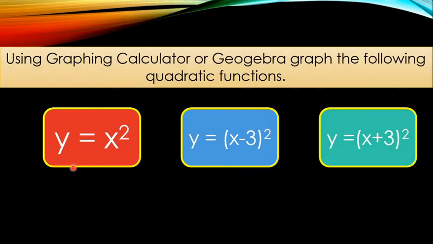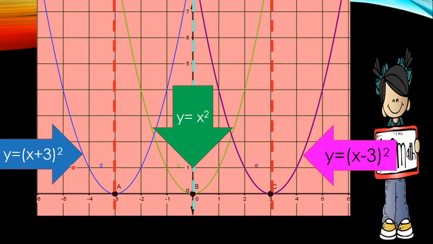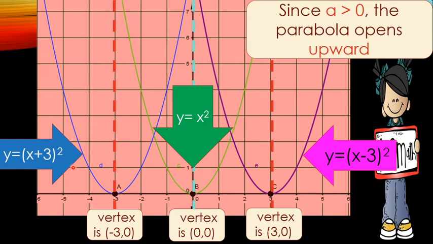Next, you can use a graphing calculator or GeoGebra to graph the following quadratic functions, to graph it easily. So we can form this graph. This is the graph of y is equal to (x plus 3) squared, y is equal to x squared, y is equal to (x minus 3) squared. The vertices are at negative 3, 0, then 0, 0, and 3, 0. Since all of these parabolas have positive values of a, they open upward. And the values of h of these three parabolas are different.